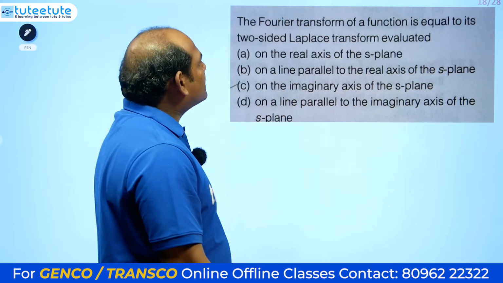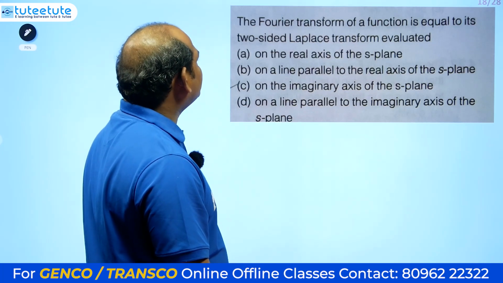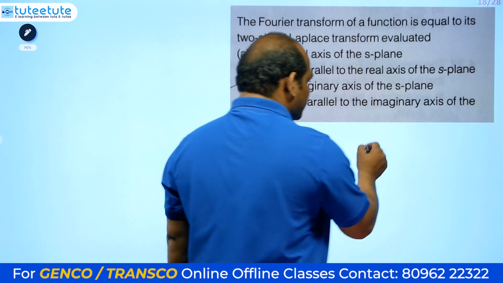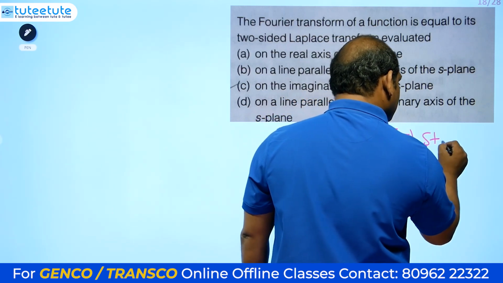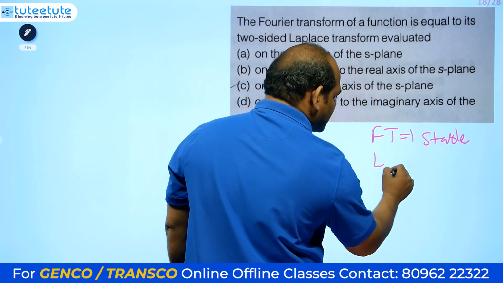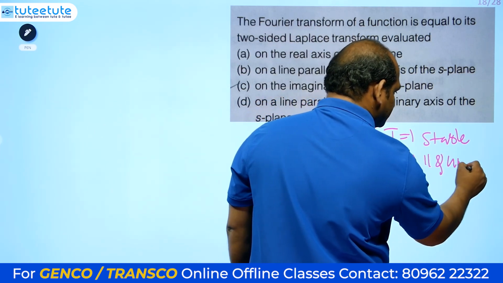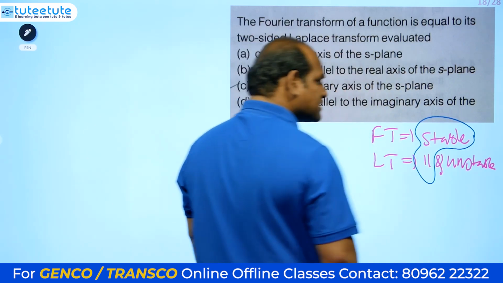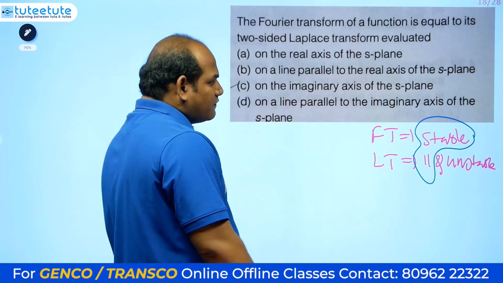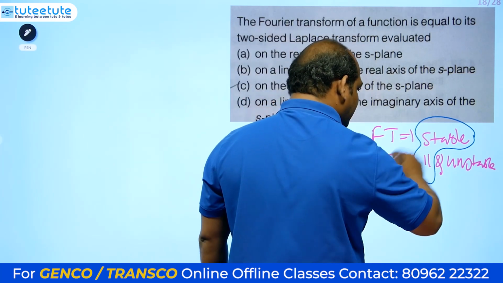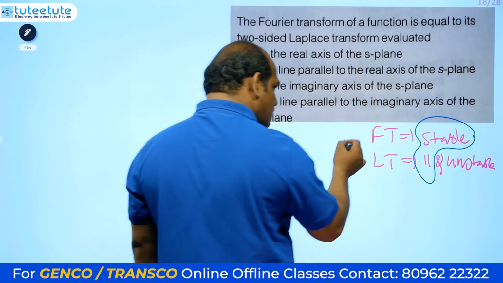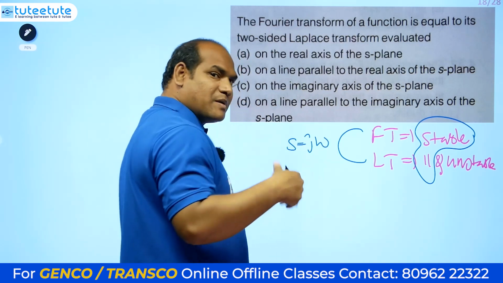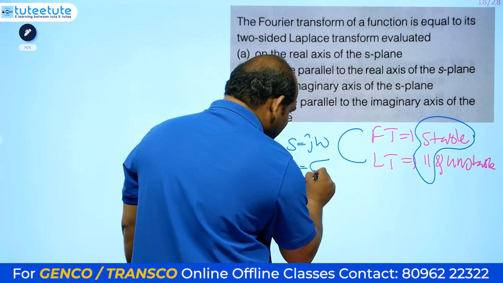Next one, Fourier transform of a function is equal to its two-sided Laplace transform evaluated. It is very simple. Fourier transform actually exists for stable signals. Laplace transform can exist for stable and unstable signals also. That means in common, whenever a stable signal is there, Fourier transform exists and Laplace transform also exists. And Fourier transform is equal to Laplace transform when we take s equal to j omega. Actually s is sigma plus j omega.